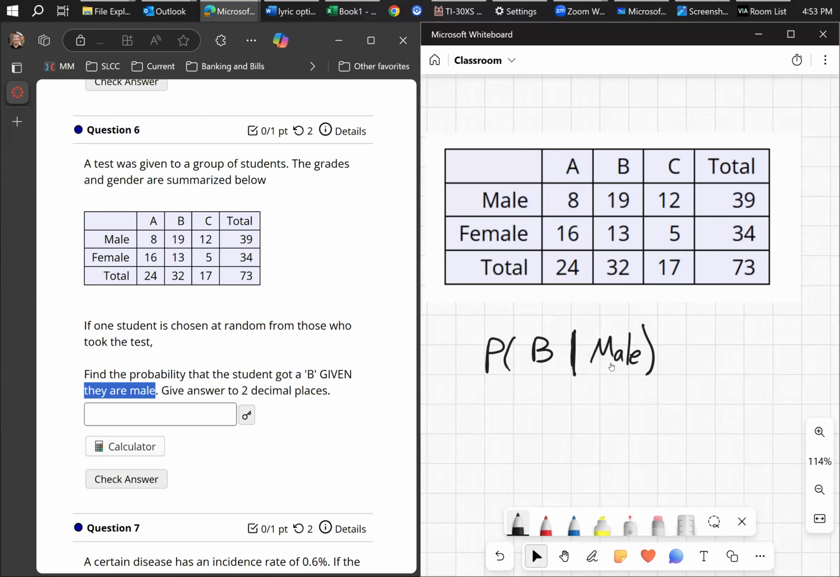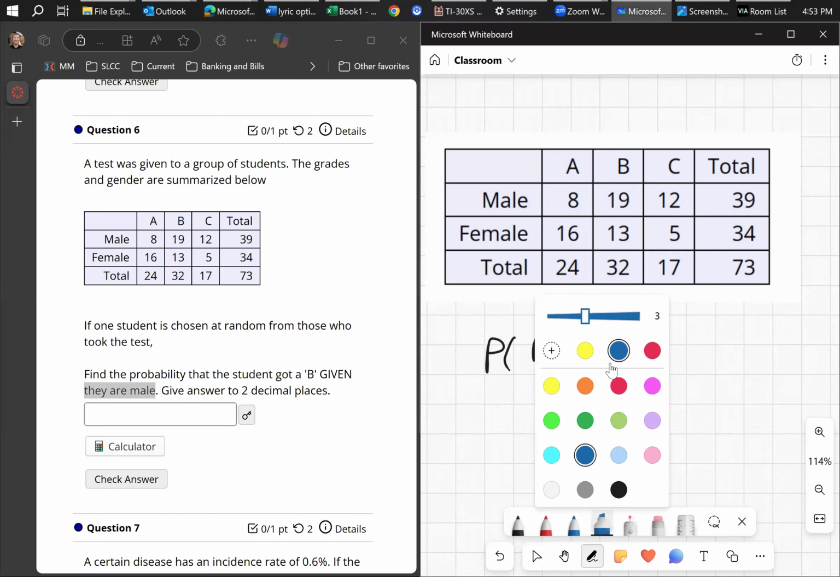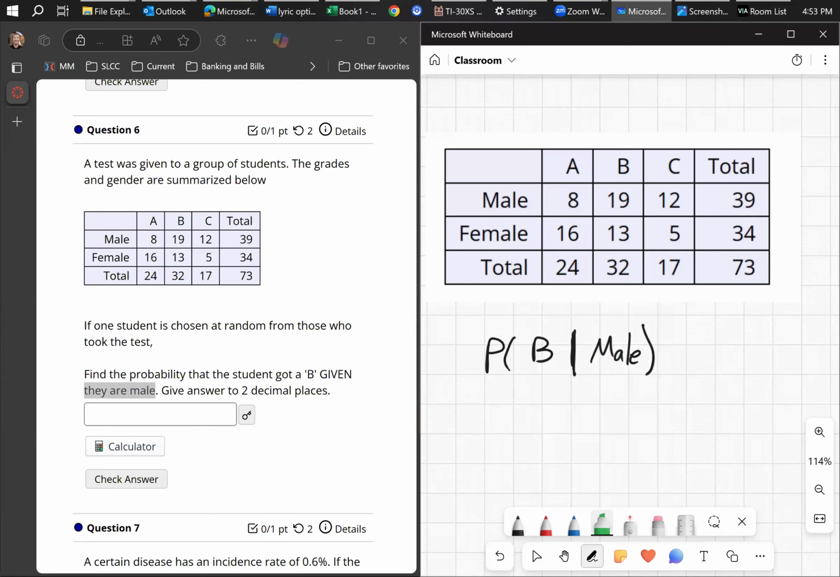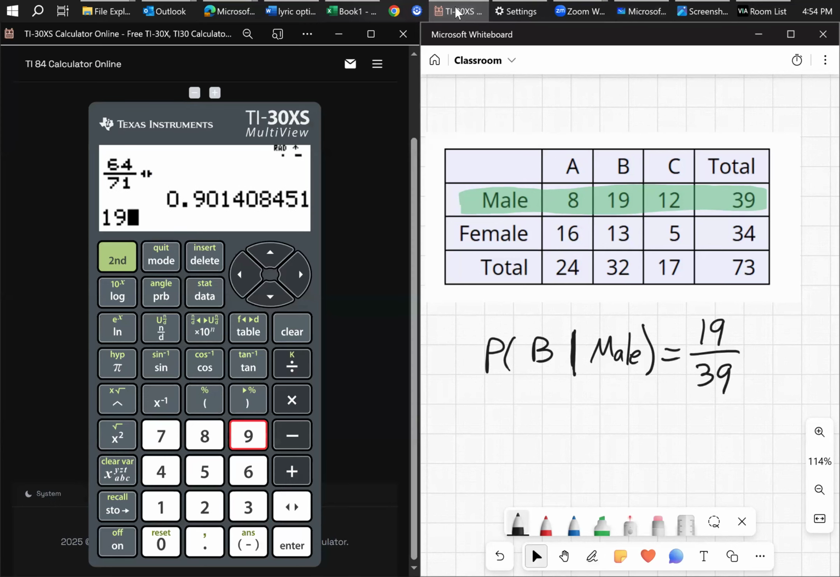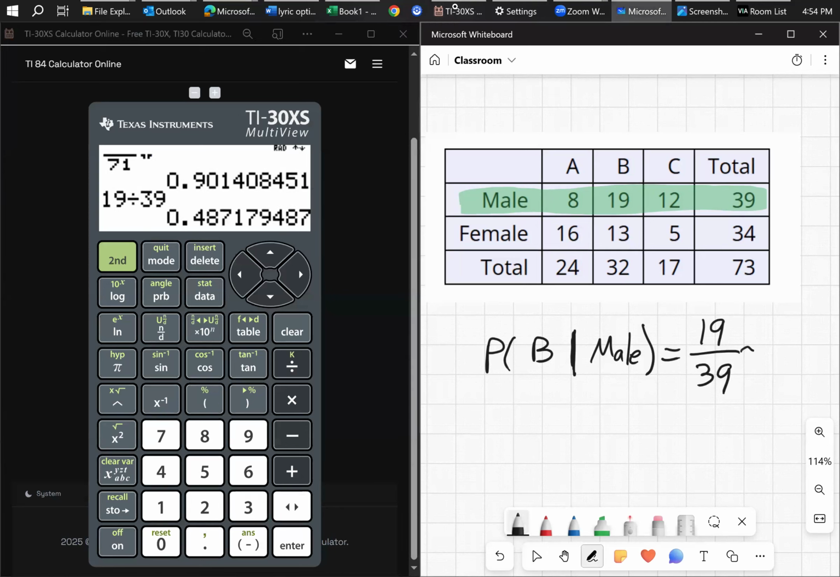What you want to do is think or highlight or focus on just the ones that are male. So that's this row, and that's the only set of numbers that are involved in this probability. Given that they're male, you're in that green row. So the total is 39. And what's the probability you got a B? Well, those are 19 out of those 39. This is 2 decimal places, approximately 0.49. It's that simple.